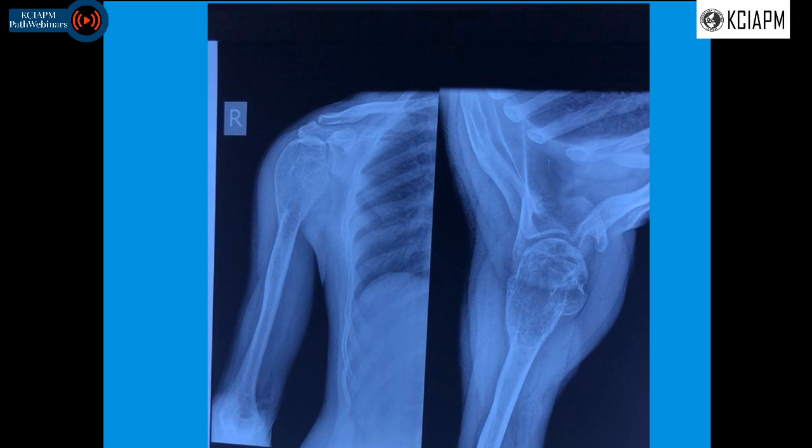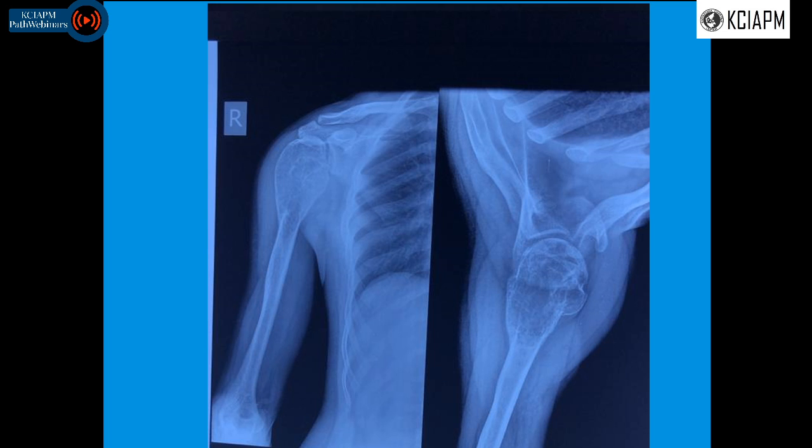So we have an expansile lesion in the upper part of the humerus, which is involving the epiphysis. There is no definite margin. It seemed to extend down into the shaft. There is no soft tissue component. Periosteum is intact. So with a lesion which is lytic, situated in the upper part involving the epiphysis, a giant cell tumor, could it be?